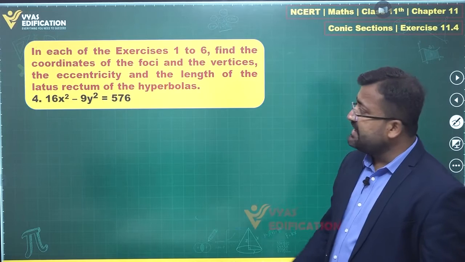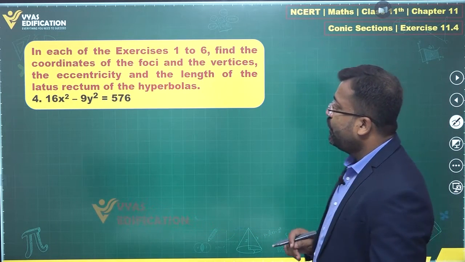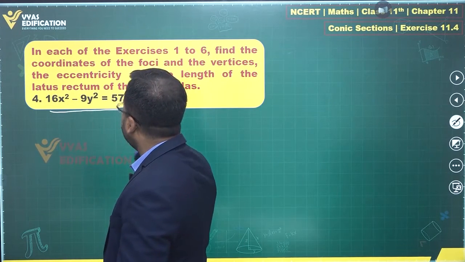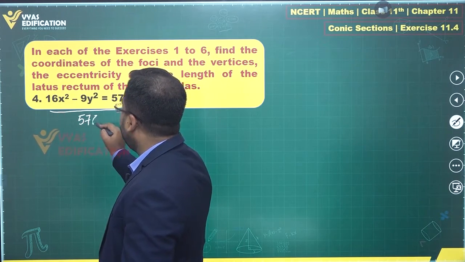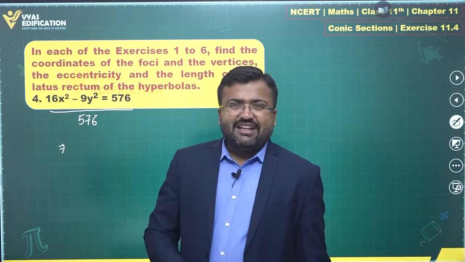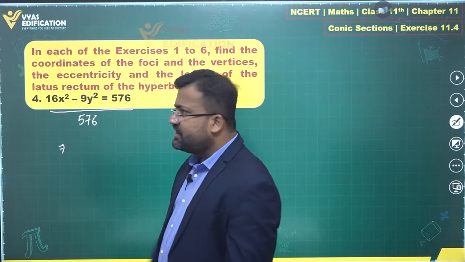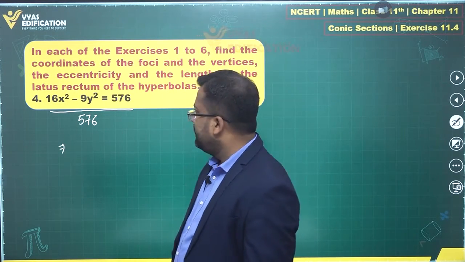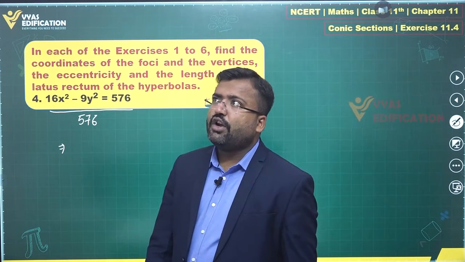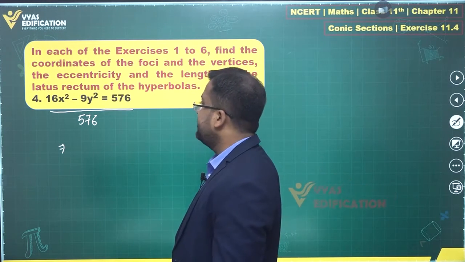The next question has 16x square minus 9y square is equal to 576. Okay, so we'll have to divide by 576. Yes, precisely. We'll have to divide throughout by 576. And where does that take me? So we know that 16 times 9 is 144, and 144 times what is 576? Is it 144 times 4? Can you please check that? Yes. 6 times 4 is 24. Yes, 144 times 4 is 576.